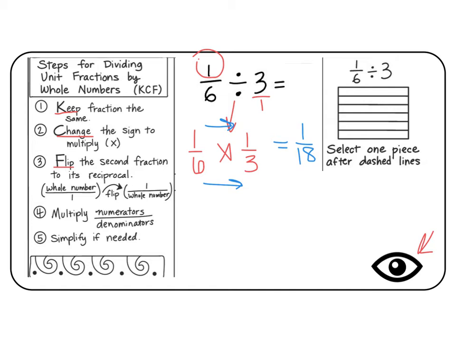Let's look at what this looks like in a model. On the right side here, we have 1/6 divided by 3. So 1/6 would mean that I only have one of these lines colored in. But then I'm going to divide by 3. So that means I'm going to take this and divide it into 3 rows. So now you can see I have 18 pieces, but I only have one row that's filled in. So this would give us 1/18. One piece after we draw the lines. Let's practice again together.